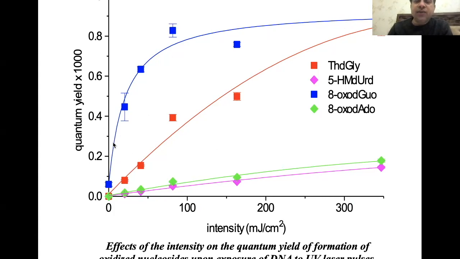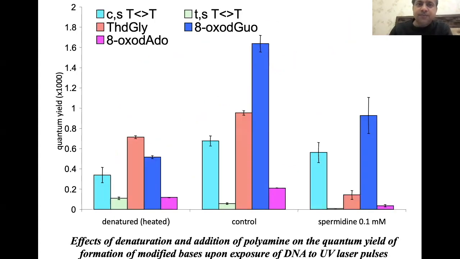So this is quite high. If you increase the intensity up to 100, then the damage or quantum yield we can achieve in the case of 8-oxo-guanidine is quite high as compared to thymine glycol. That is why these are the two important biological parameters for DNA damage: thymine glycol and 8-oxo-guanidine.